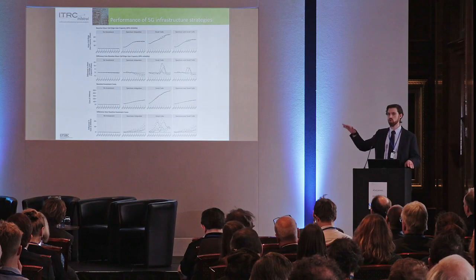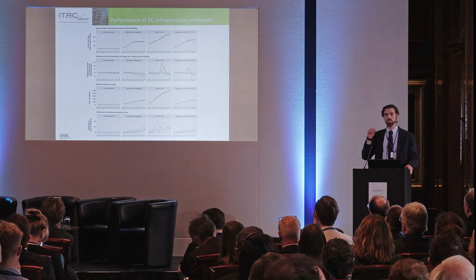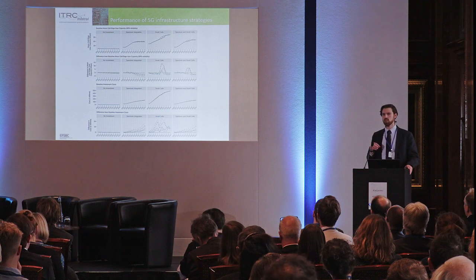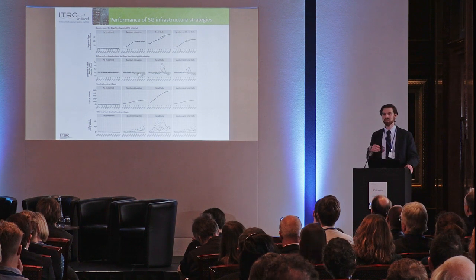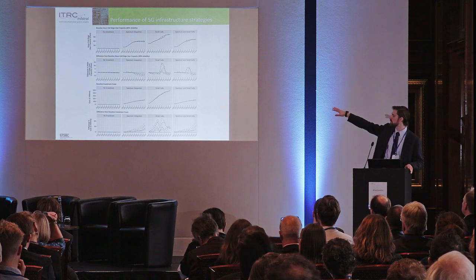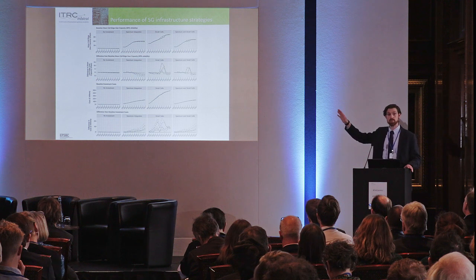So how do the different strategies perform? On this slide, we want to look at the top row first. These graphs basically show the minimum guaranteed speed that you would get 90% of the time. Currently, for 90% of the time, that's about 10 meg using a 4G connection in the ARC. But it's actually going to increase, by our estimates under the spectrum integration scenario, to about 60 meg per second.